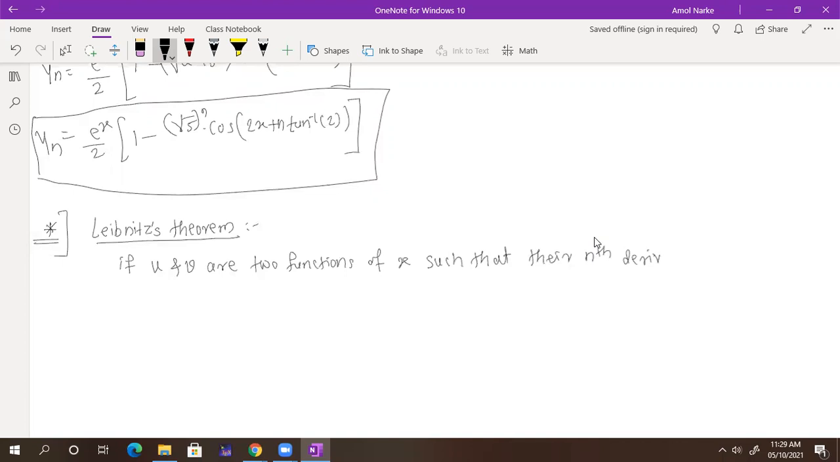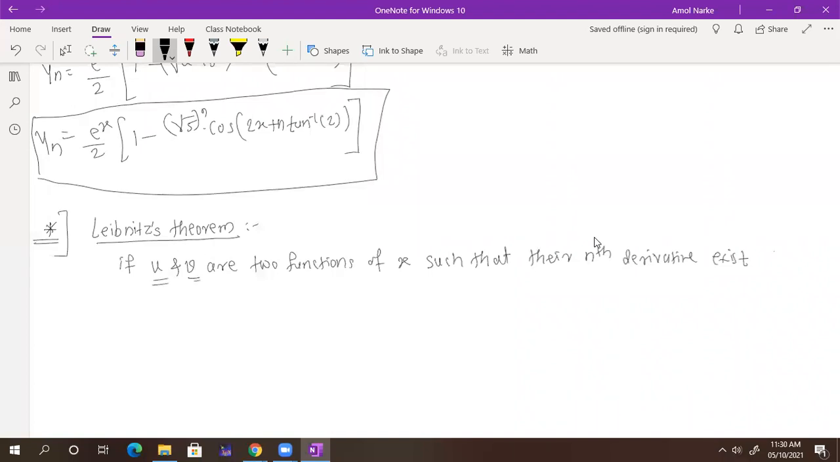Sir, the Leibniz theorem is in our syllabus, Leibniz B is also there. It is just one, it's very easy. So we have two functions u and v, such that their nth derivative exists.